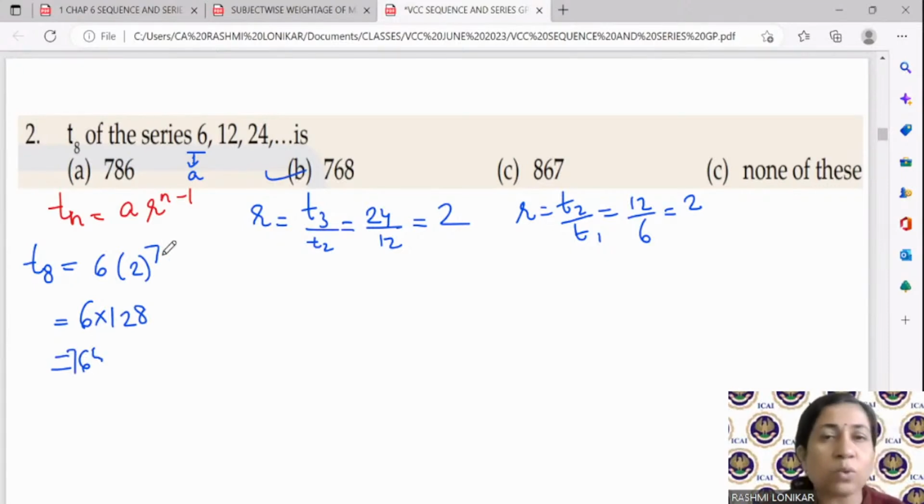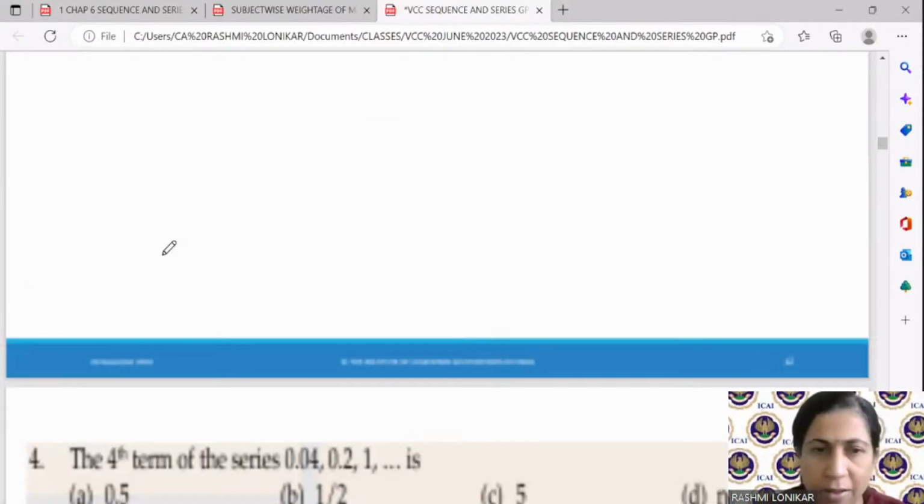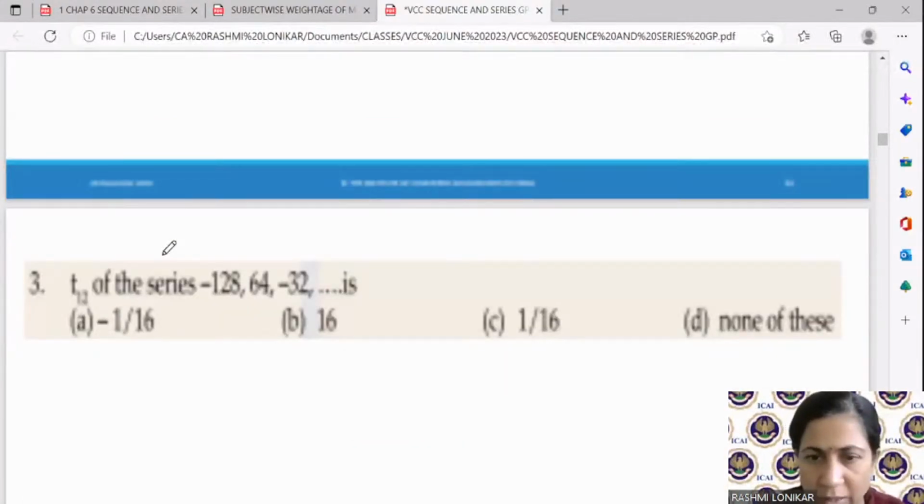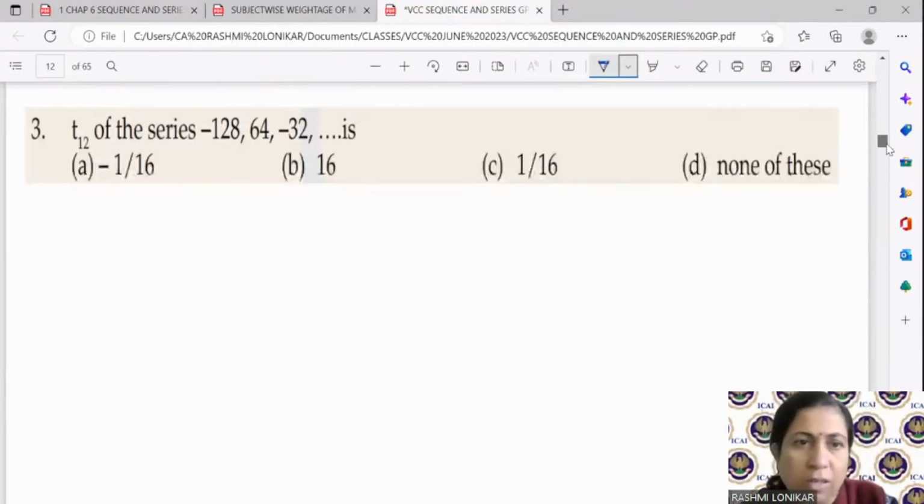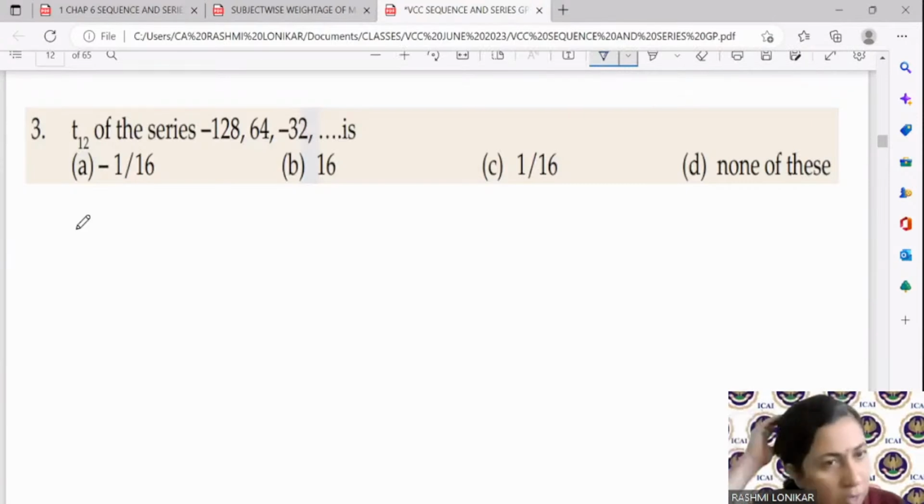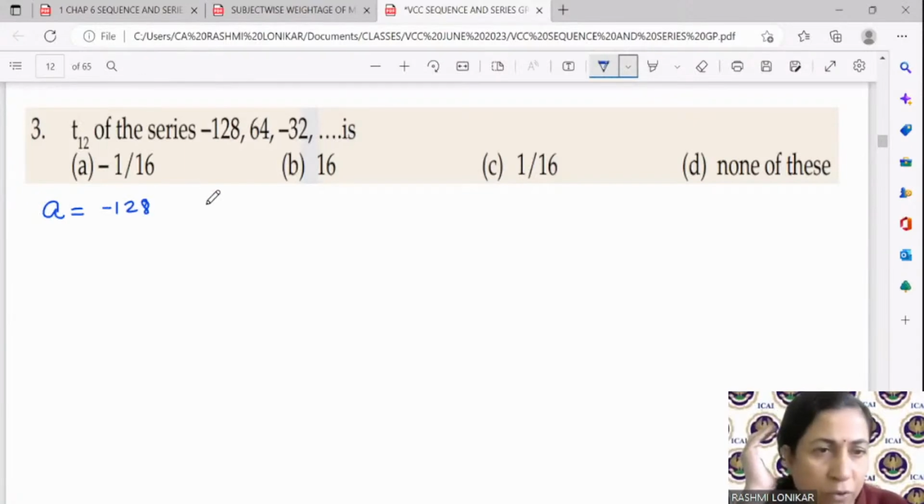Okay, so again 2 raised to 7, you can quickly see the chart you have made and you can find the answer. Correct? Now here you may have ratios, as I told you, greater than 1 or less than 1. So let us see a negative ratio. I have to find A. A is 128. Then I have to find R.